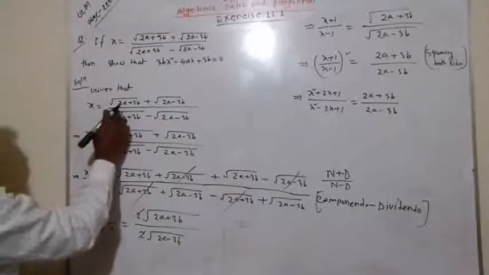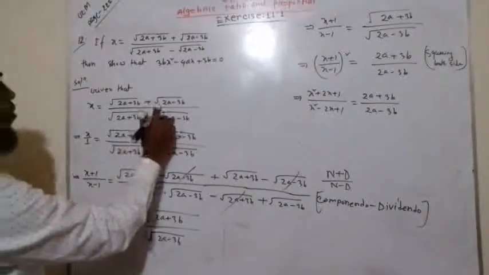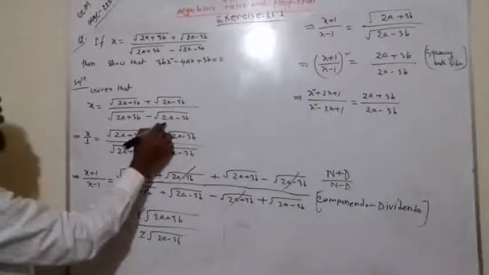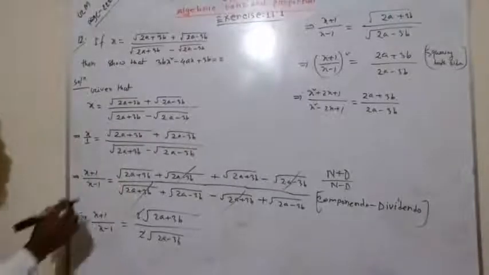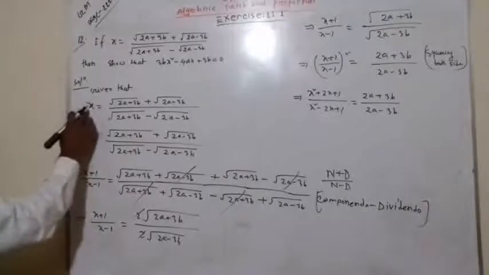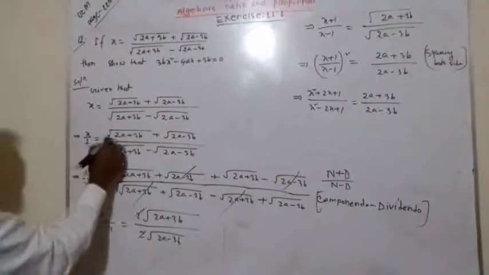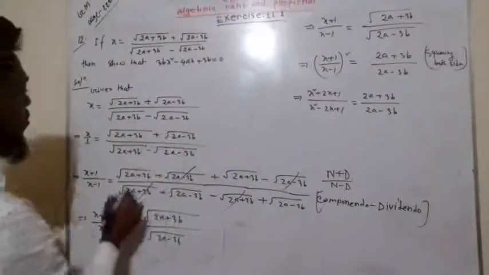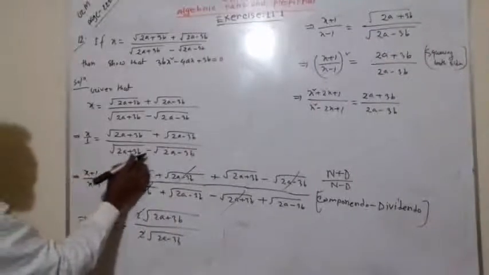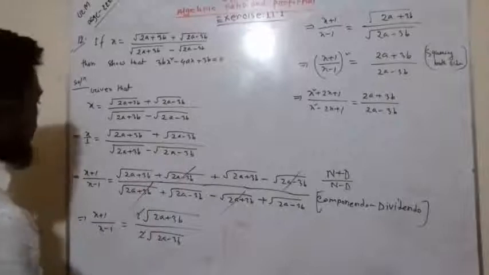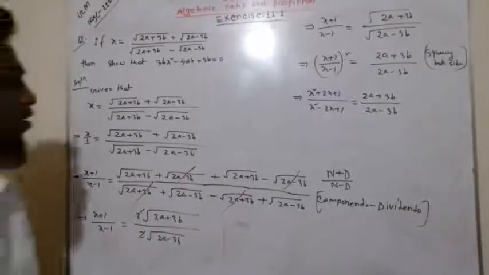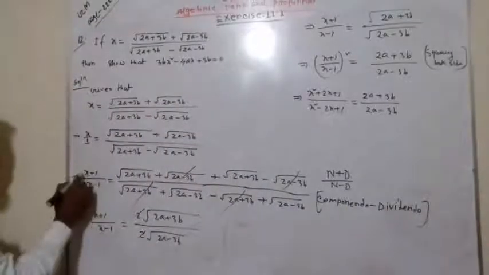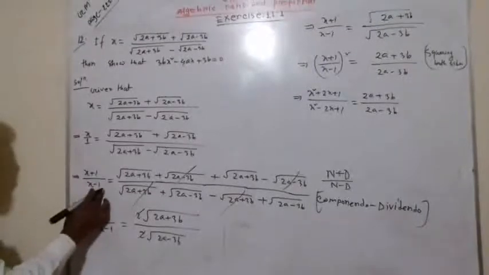Given that x equals (root over 2a plus 3b plus root over 2a minus 3b) divided by (root over 2a plus 3b minus root over 2a minus 3b). Now we can write x divided by 1 equal to that same fraction. Now we can apply componendo and dividendo: the numerator plus denominator, numerator minus denominator.